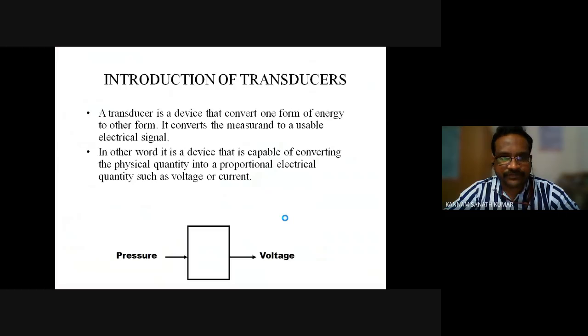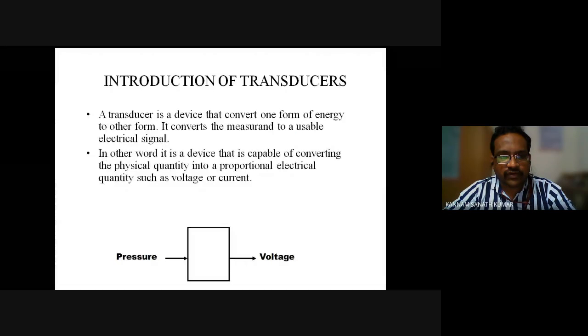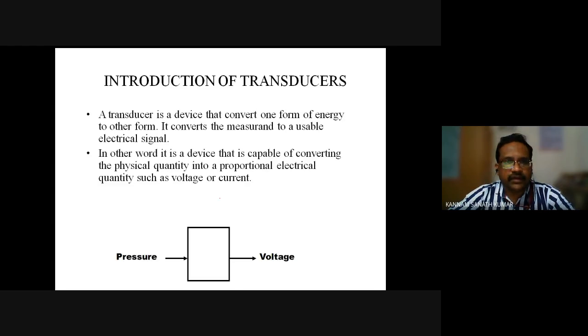A transducer is a device which converts one form of energy to another form. It converts a measurand to a usable electrical signal. In other words, it converts a physical quantity to a proportional electrical quantity. A physical quantity may be of mechanical or non-mechanical form, and it is converted into electrical form, such as voltage or current. For example, pressure to voltage.